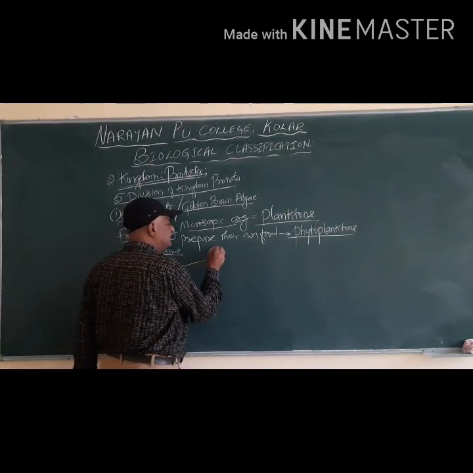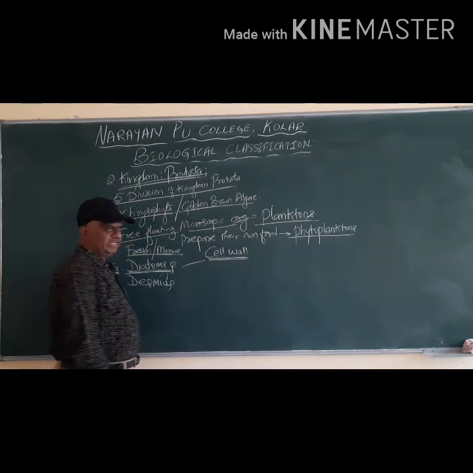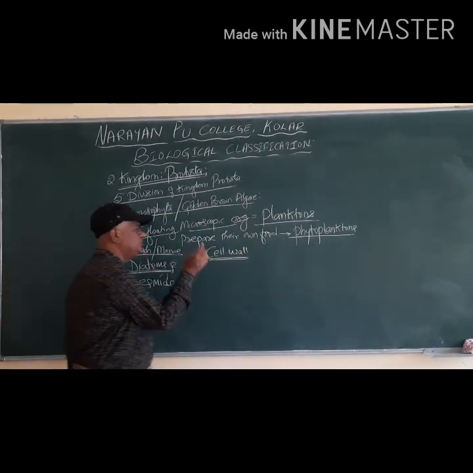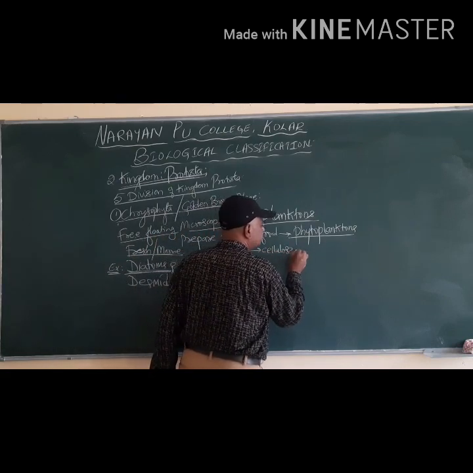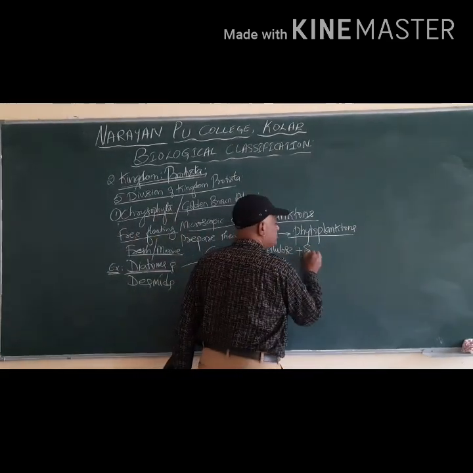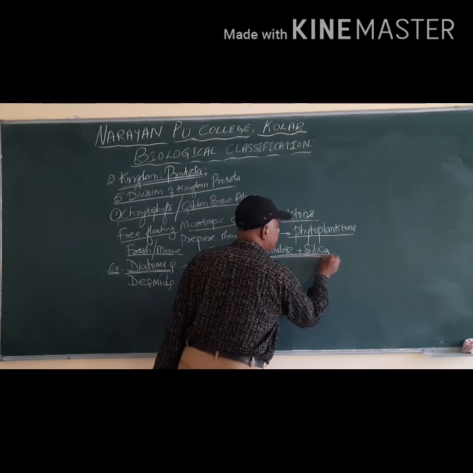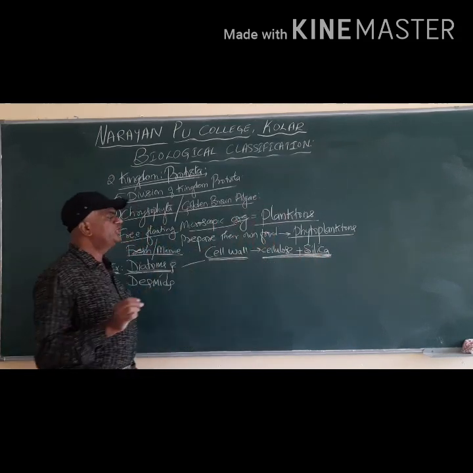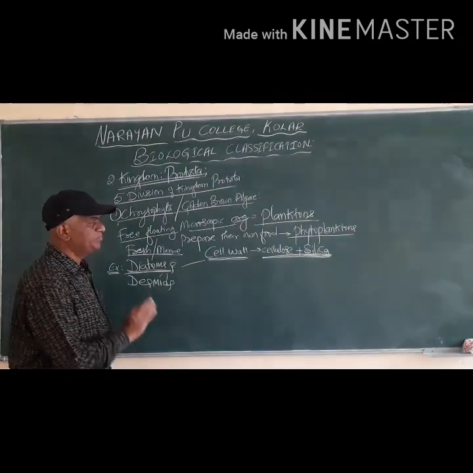Now the diatoms have a cell wall, and this cell wall is made up of cellulose. Along with the cellulose, there is a presence of silica deposition. This is an important character in diatoms.